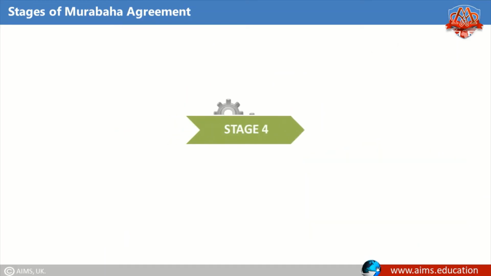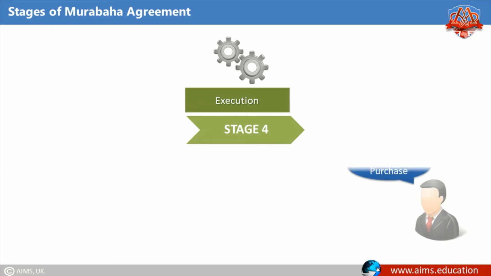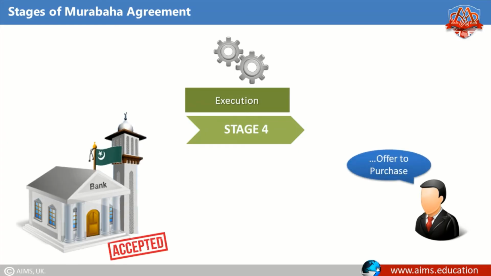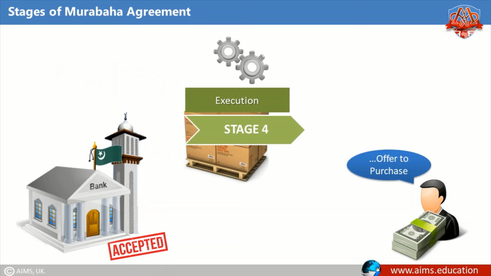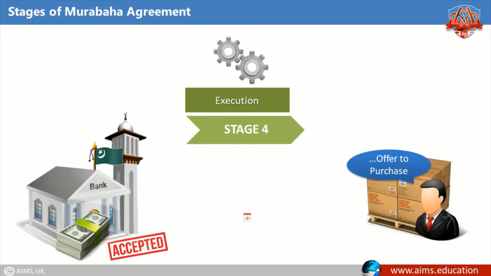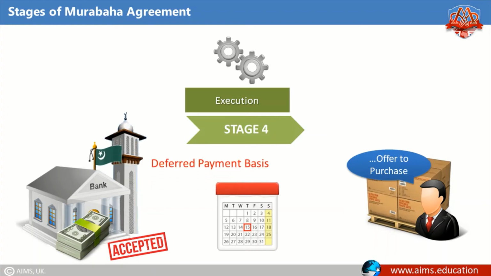And Stage 4. Execution. The client makes an offer to purchase the goods from the bank. The bank accepts the offer and the sale is concluded, and finally, the client pays the agreed price to the bank according to an agreed schedule, usually on a deferred payment basis, which is called Bai Mu'ajjal.